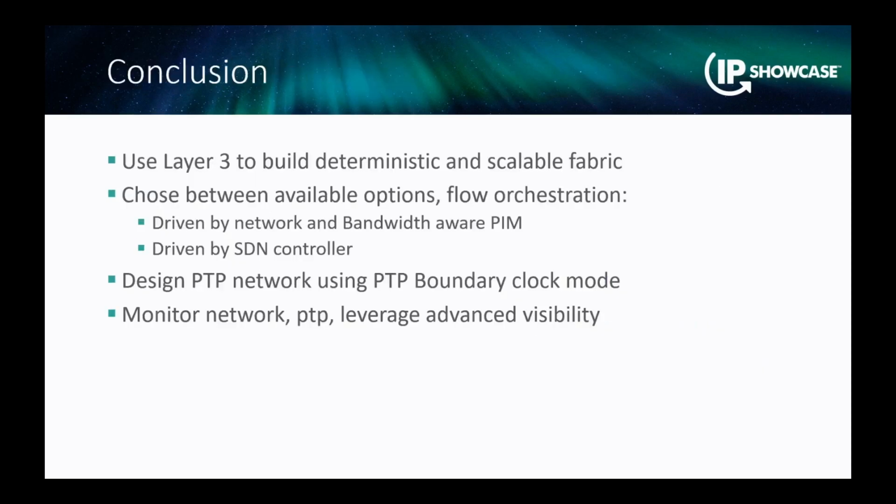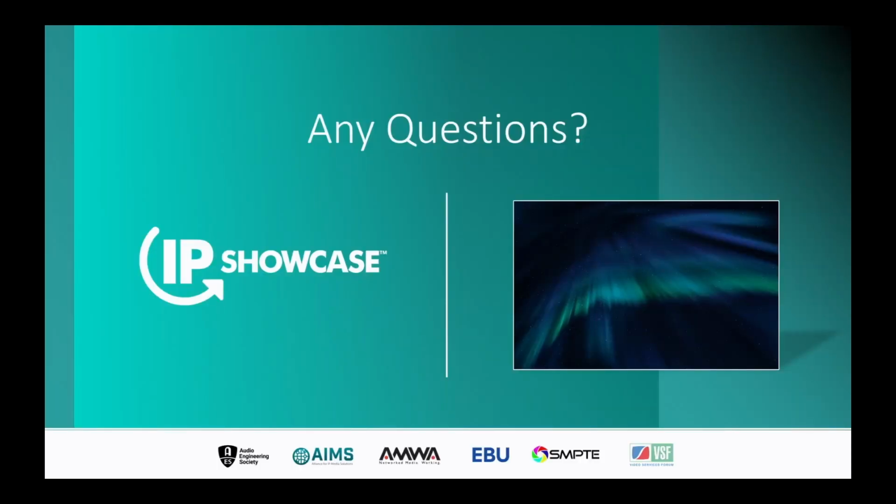Just to sum up, use layer 3 to build a deterministic network and scalable fabric. Forward based on IP, and you mitigate all the issues which occur on layer 2. Choose between the available options: either the network controls the bandwidth, or the broadcast controller does it as the end controller. Design the PTP network in boundary clock mode, so you have a more efficient and scalable way, and monitor your networks using PTP monitoring or leverage some advanced capabilities present in the network. If you have any questions, please let me know.